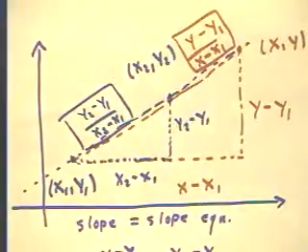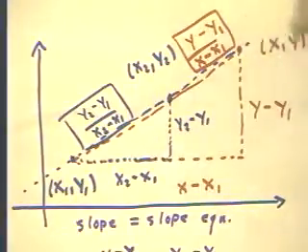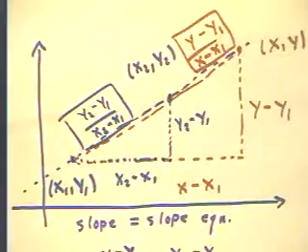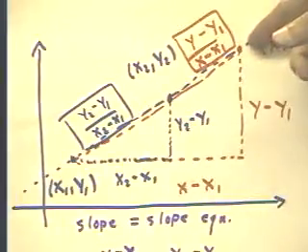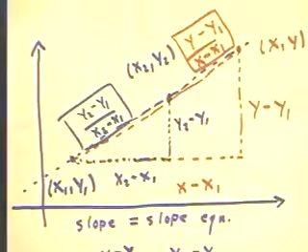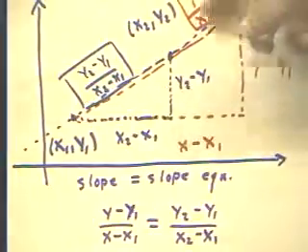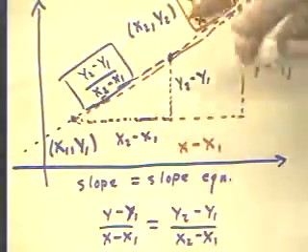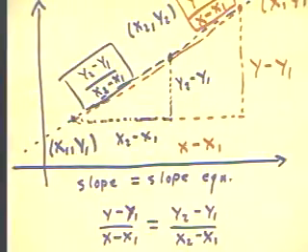No surprise there. The slope from (x1, y1) out to our point (x, y) on the line is going to be (y minus y1) over (x minus x1), obviously. So this slope has to be equal to this slope if this point is going to lie on the line. So we write again what we call the slope equals slope equation, which reads (y minus y1) over (x minus x1), this slope, equal to (y2 minus y1) over (x2 minus x1), this slope, because the slopes have to be equal. And there is our slope equals slope equation.